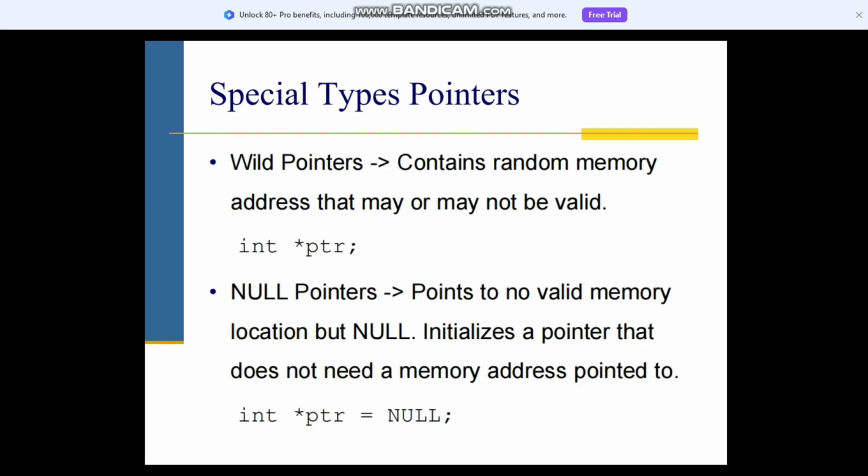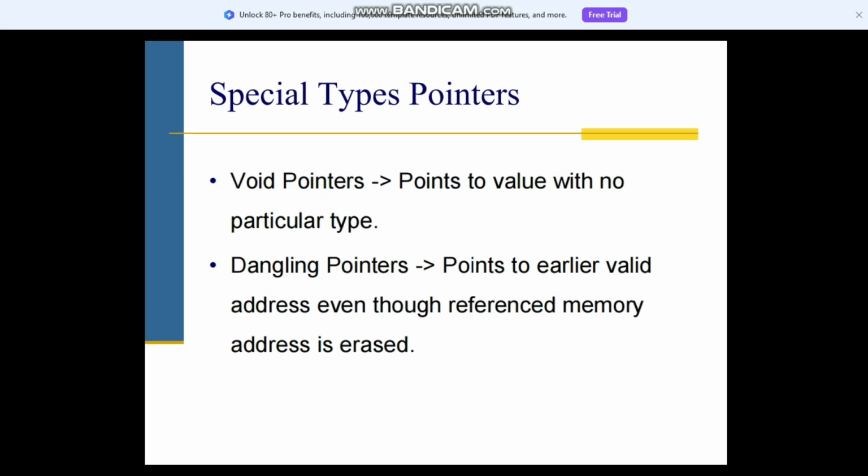So there are special types of pointers. Wild pointers contain a random memory address and may not be valid. Null pointers point to no valid memory location. Void pointers point to values of no particular type. So these are two different things, keep that in mind. Dangling pointers point to memory that has been erased.